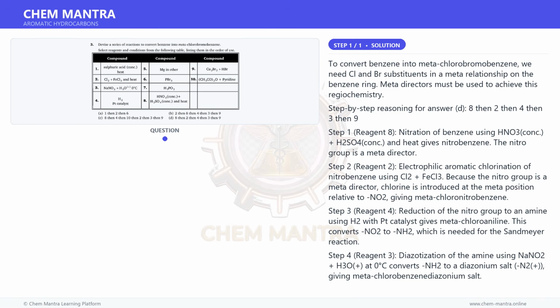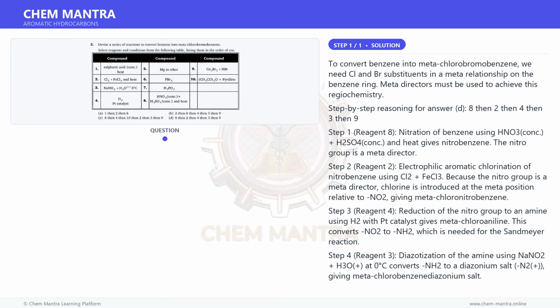To convert benzene into meta-chlorobromobenzene, we need Cl and Br substituents in a meta relationship on the benzene ring. Meta directors must be used to achieve this regiochemistry. Step-by-step reasoning for answer D: 8, then 2, then 4, then 3, then 9.